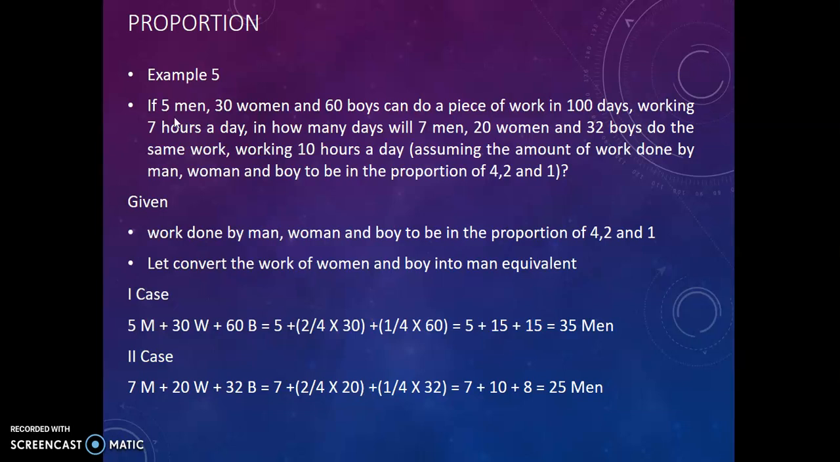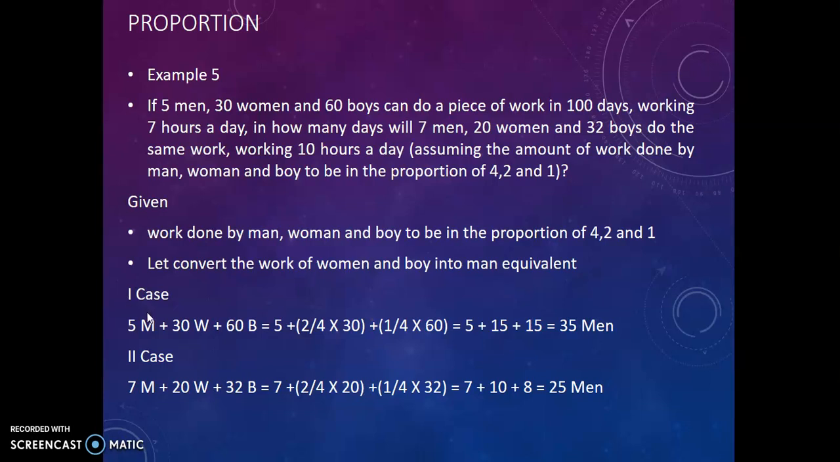Then, if 5 men, 30 women, 60 boys can do a piece of work in 100 days, working 7 hours a day, in how many days will 7 men, 20 women and 32 boys do the same work, working 10 hours a day? So here they are given a proportion 4 for men, 2 for women and 1 for boy. So work done by men is 1. Now we convert the work of woman and boy into man equivalent.